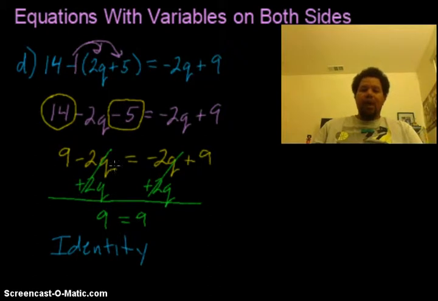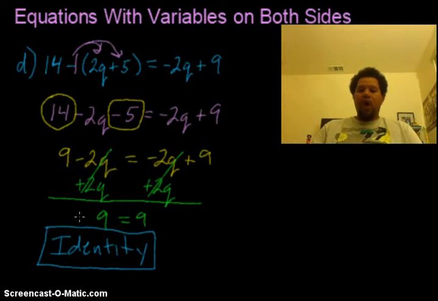So anytime all the variables cancel out and we get a true statement like 9 equals 9 or 0 equals 0 or 10 equals 10, it is known as an identity. Identity means all real numbers are the solution.